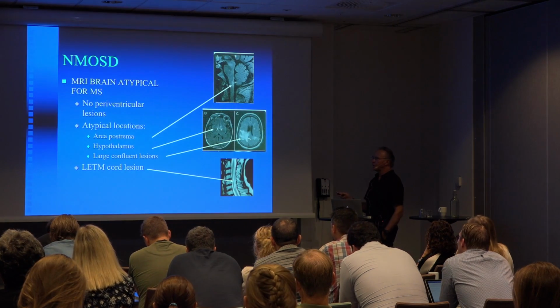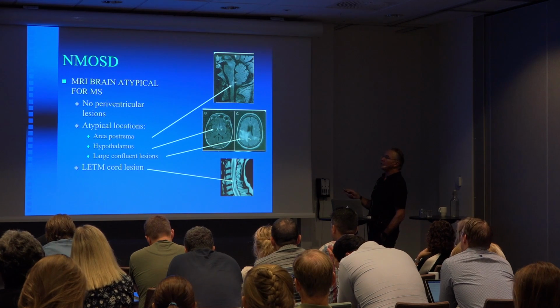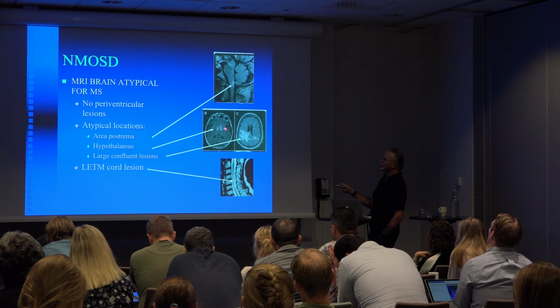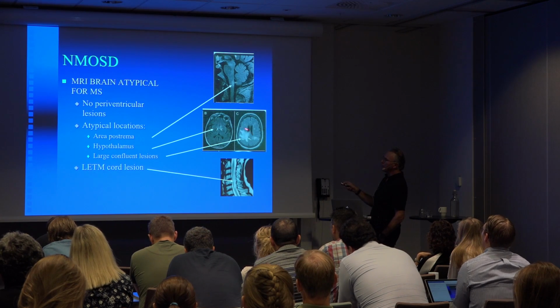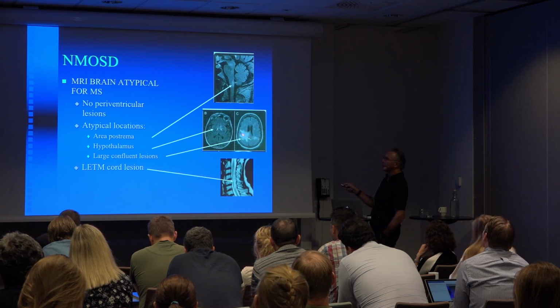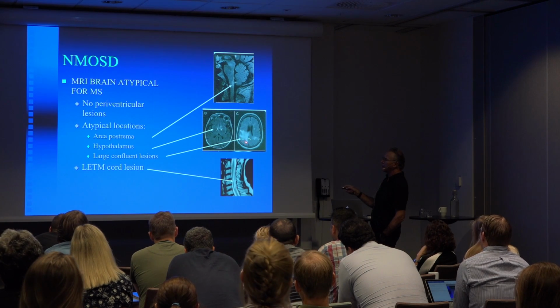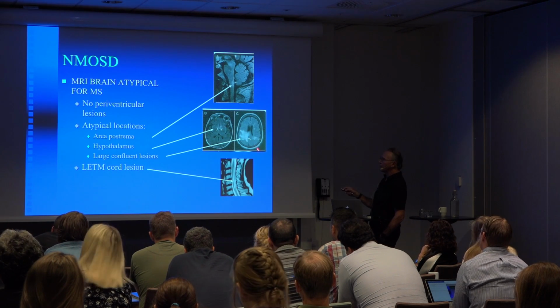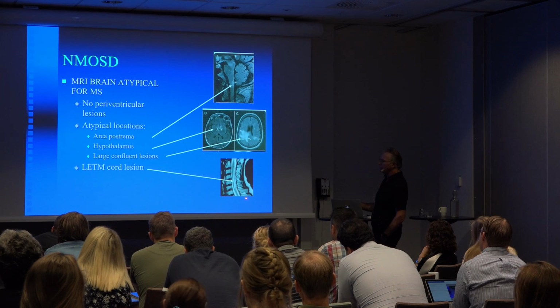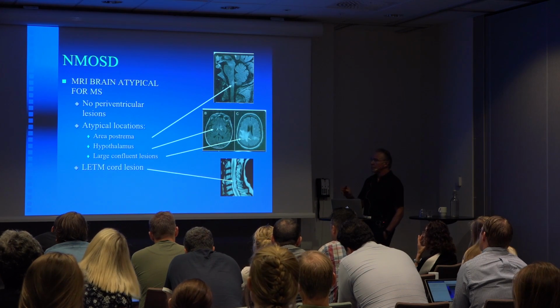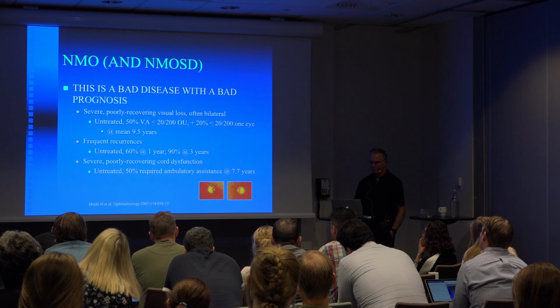If you do the MRI and you see these things that I referred to earlier that are unusual for MS, so the area postrema, this region around the hypothalamus, big confluent areas, although this can occur in MS, this big confluent area points a little bit toward NMO, and a long segment of spinal cord abnormality leans toward NMO.